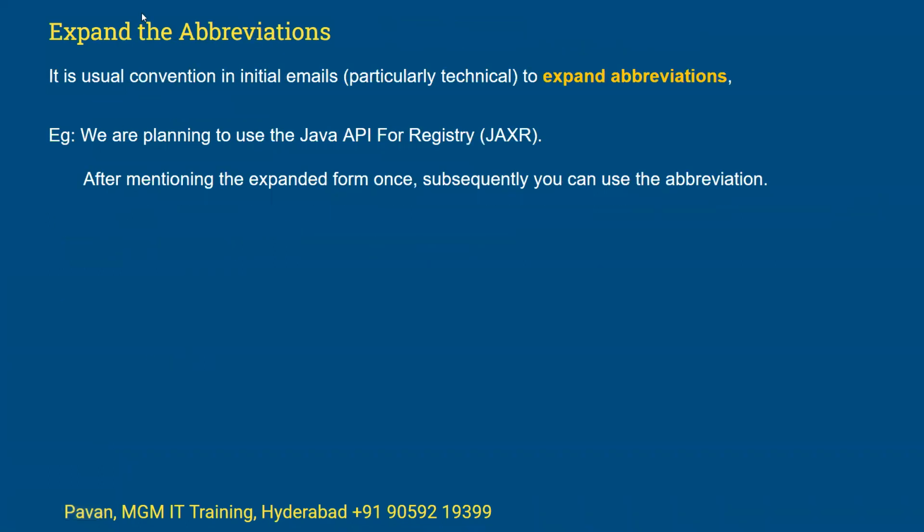right? And expand the abbreviations, right? So it is a usual convention in initial emails to expand abbreviations. Suppose, say for example, we want to say we are planning to use the Java API for registry. I just gave some example. So expand the abbreviation first, and then you can put the acronym in a bracket, right? After mentioning the expanded form once, subsequently you can use the abbreviation or acronym, right?